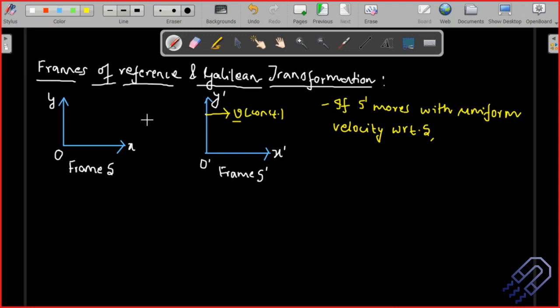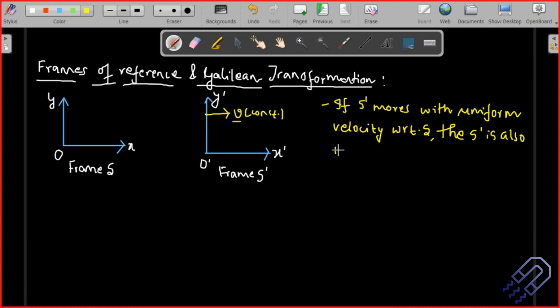Nothing in this space is at rest. It only depends from which point of view you are observing it. So nothing in space is at rest, and the concept that space and time are absolute is wrong. It's not absolute. That's very important. And this S dash is also inertial.